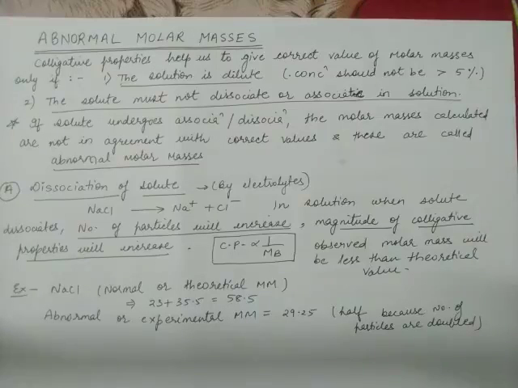But when this NaCl is dissolved in water to form a solution, the magnitude of colligative property will increase, so the observed molar mass will be less than this value. So what is the abnormal or experimental molar mass? It is 29.25. By using the formula, if you calculate the molar mass of NaCl, it will not come 58.5. It will come around 29.25. It is just half of this. Why? Because the number of particles is doubled, the colligative property value is doubled, so molar mass will be halved. This is the meaning of dissociation. When the solute particles dissociate, whatever molar mass we calculate will not be correct. It will be less than the theoretical or the normal value.